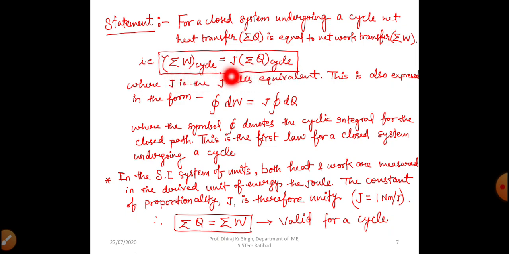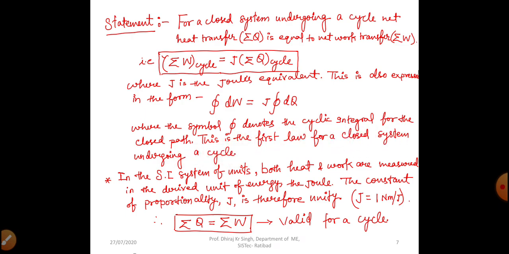J is nothing but the constant of proportionality, or Joule's equivalent, or we can say the mechanical equivalent of heat, right? This is also expressed in the form cyclic integral of del W equal to J times cyclic integral of del Q, right? Here the cyclic integral denotes the integral for a closed path. This is the first law for a closed system undergoing a cycle.